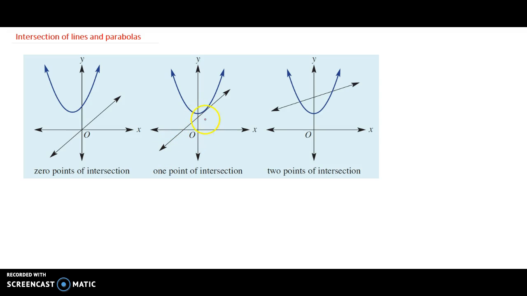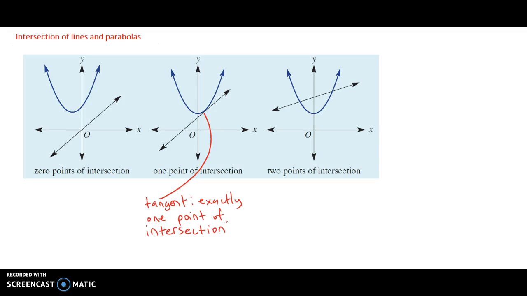Now, when we have a line that touches a parabola at one place, in exactly one place, we call that line a tangent. So let's make a note of that. Exactly 1 point of intersection. So the line is called a tangent if it just touches the graph at 1 point.